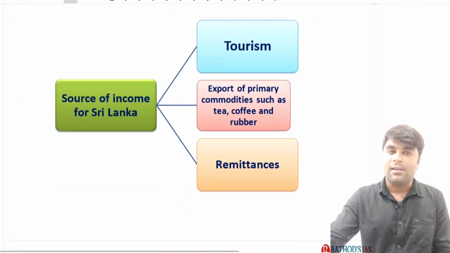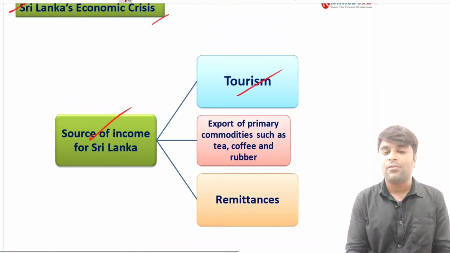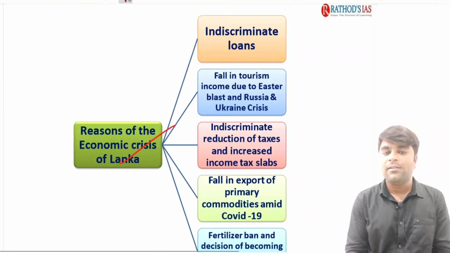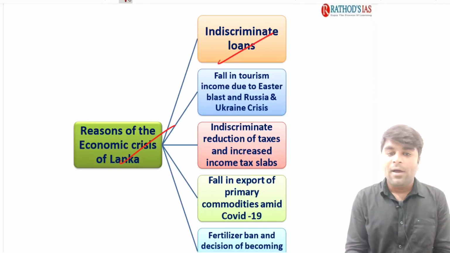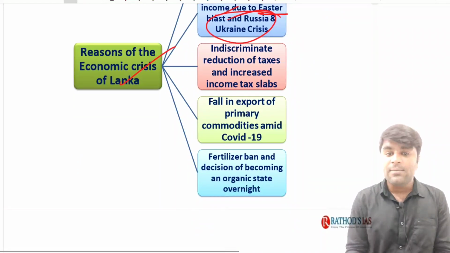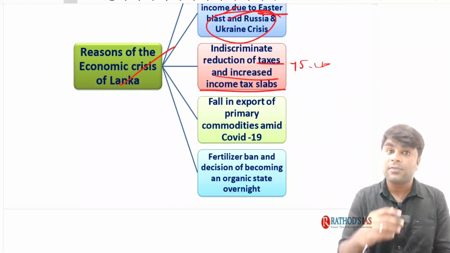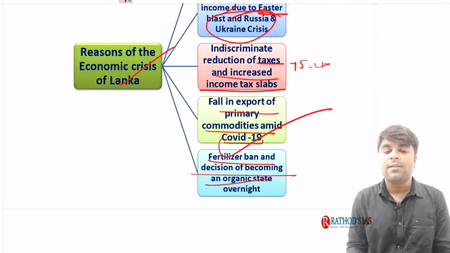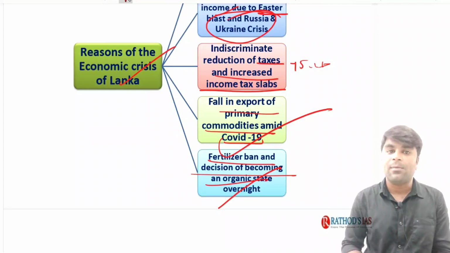Now let us look into the details. You can go through this: tourism, export and remittances as we discussed, and the reasons for the economic crisis, like indiscriminate loans which they had taken post-war, and the fall in tourism due to the Easter blast and the Russia-Ukraine crisis. We have discussed it. Indiscriminate reduction of tax, like VAT from 15% to 8%, and increasing the income tax threshold from 5 lakhs to 30 lakhs. Right? The fall in exports of primary commodities amid the COVID-19 pandemic is another important reason, and the fertilizer ban and the decision of becoming an organic state is the triggering point for the economic crisis.